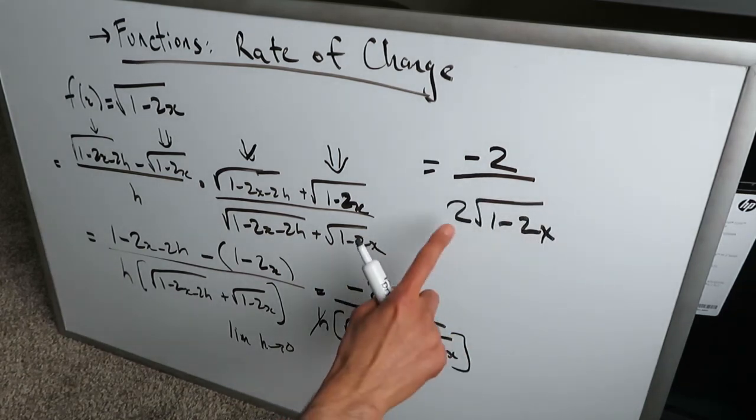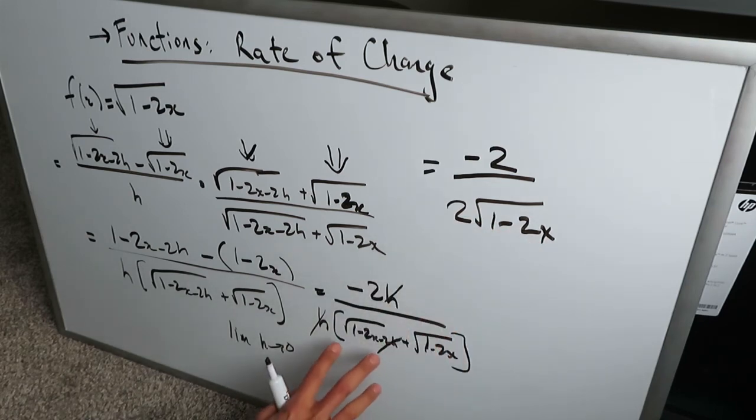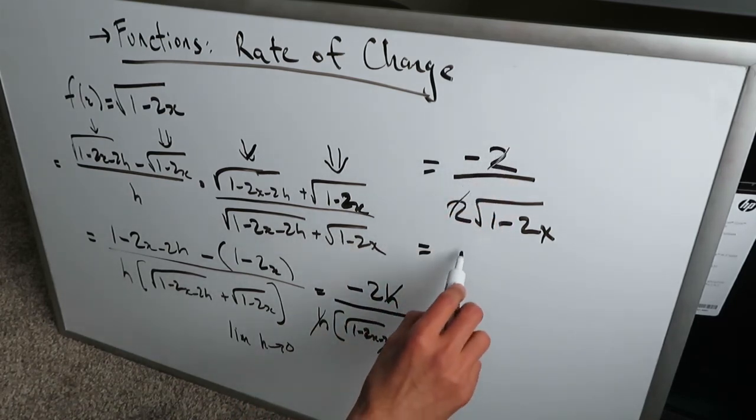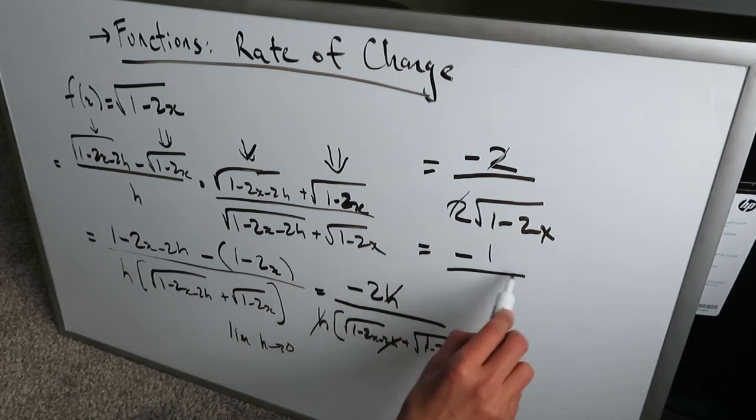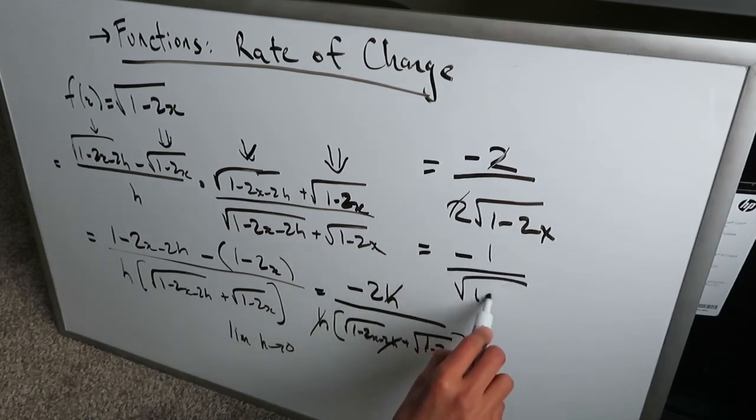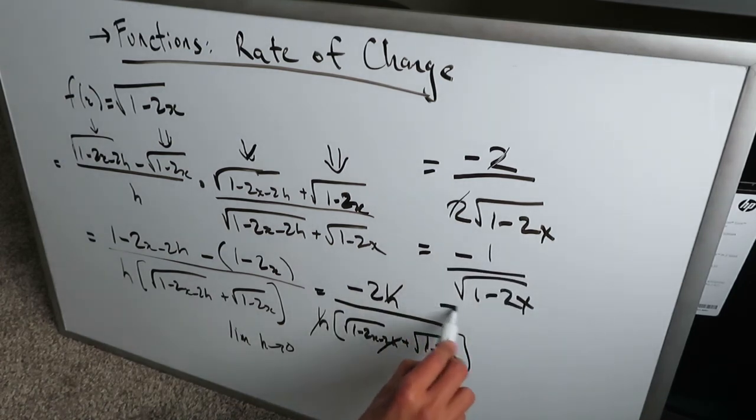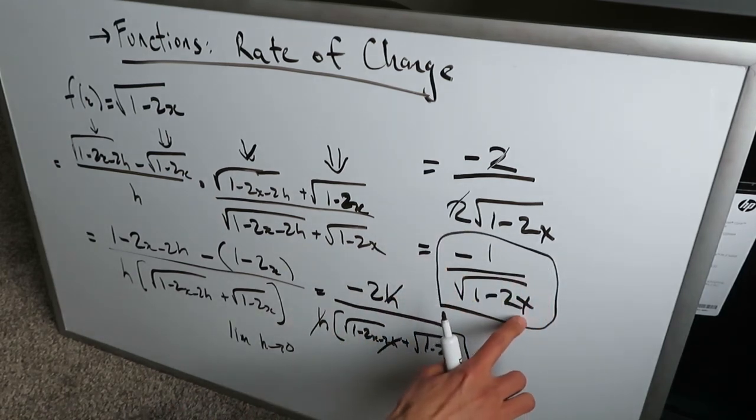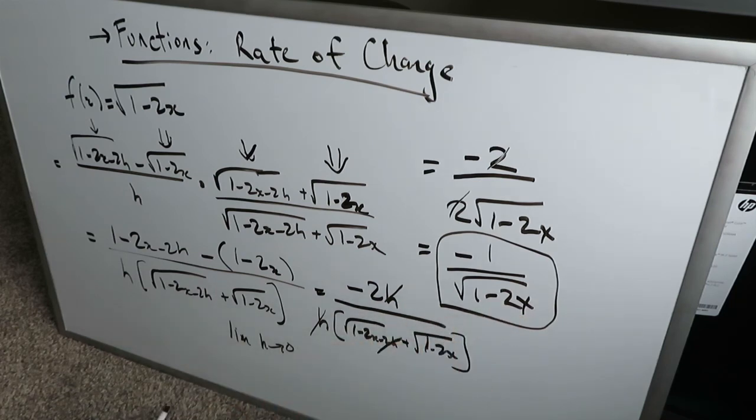Why is this 2 times root of 1 minus 2x? Because I have the same thing adding to the same thing. You're doubling it. Hence this coefficient. But if you take this one step further, you can cancel these out because they're similar terms. And your final answer is a minus 1 over the square root of 1 minus 2x. This right here is your factor. If you are to plug in an x value over here, it will give you your slope of a tangent line, from which you can determine the equation of the tangent line.